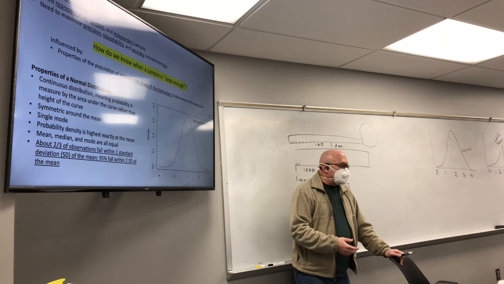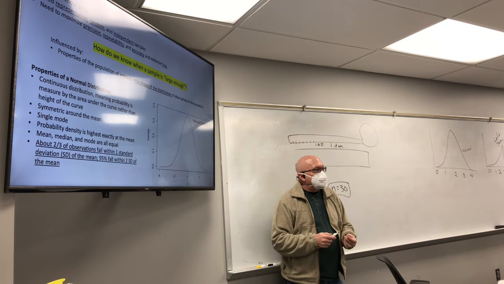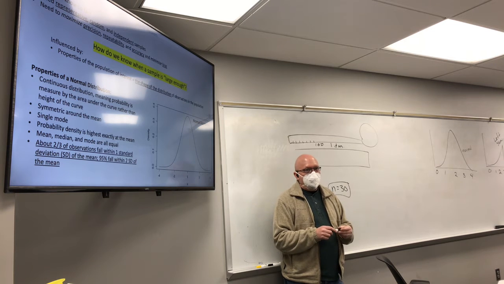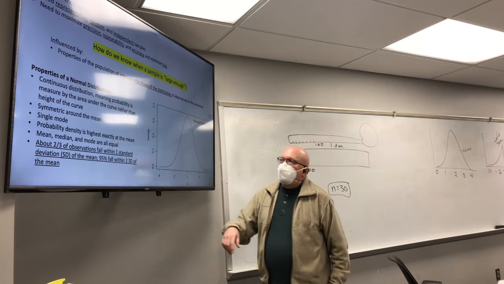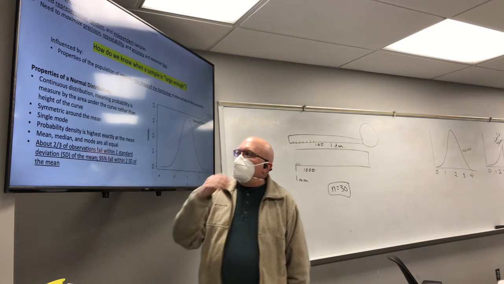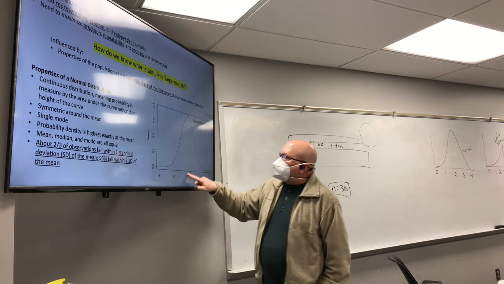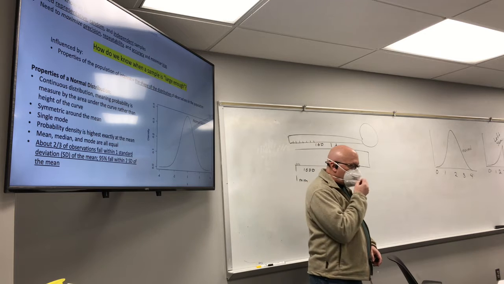So this is a normal distribution. One of the nice things about the normal distribution is it has really predictable properties. The normal distribution is symmetrical around the mean, it has a single mode, and the mean and the median and the mode are all the same value.